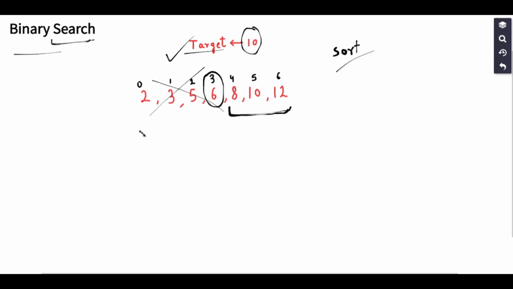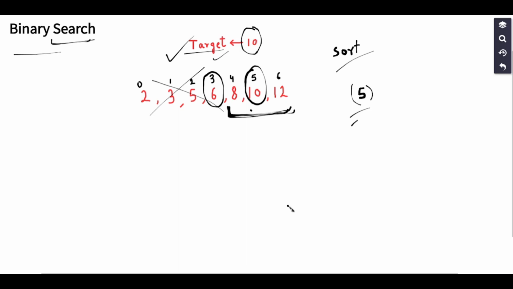Initially the search space was the entire array. Now the search space reduces to this, from index 4 to 6. Again pick the middle element. The middle element for this new search space would be this, that is 10. Now compare the middle element with the target and it matches. That means I have found my target at index number 5. So 5 is the answer.